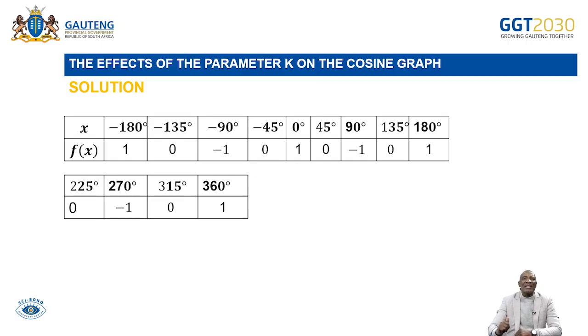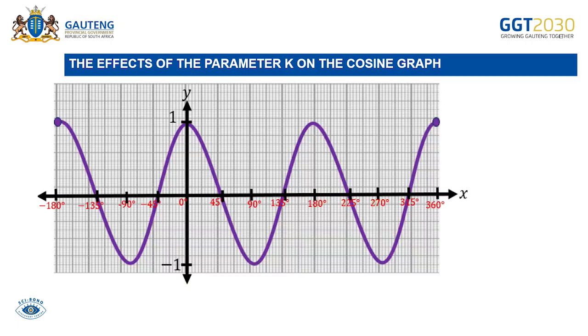You can confirm these values by using your calculator, like I explained earlier on how you use your calculator to find what is y when x is negative 180 up until you get to 360 degrees. Okay, are there any questions before I proceed? Right, if there are no questions, there is our sketch.